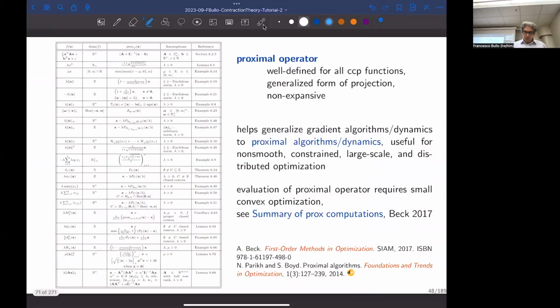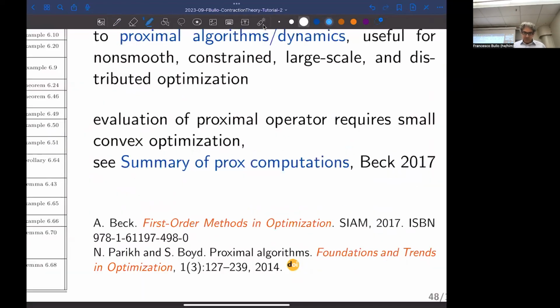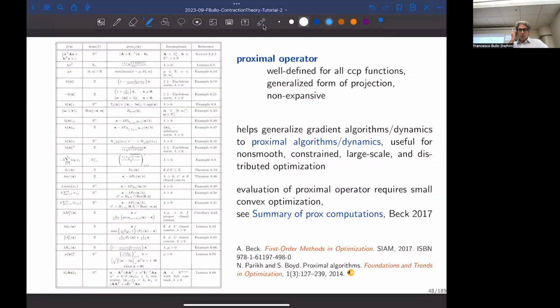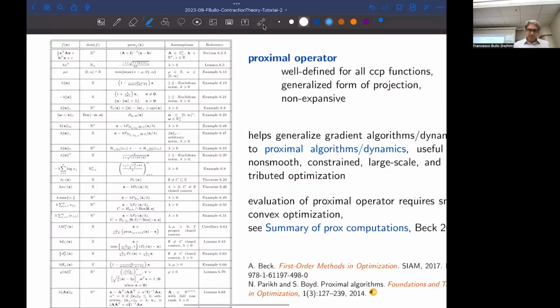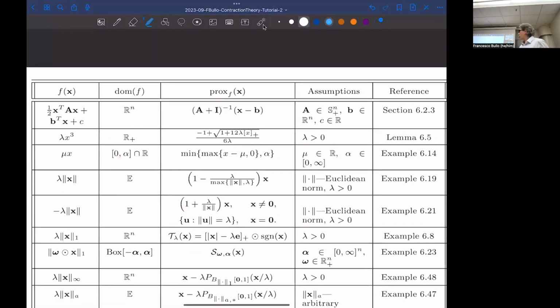Now, there's a beautiful book by Beck. There's a beautiful survey by Parikh and Boyd that describe the property of the proximal operator. It's well defined. It's a generalized form of projection. It's non-expansive. It helps to generalize gradient algorithms to proximal algorithm, proximal dynamics. They're useful in many cases. In the book by Beck, I'm not going to go through this.